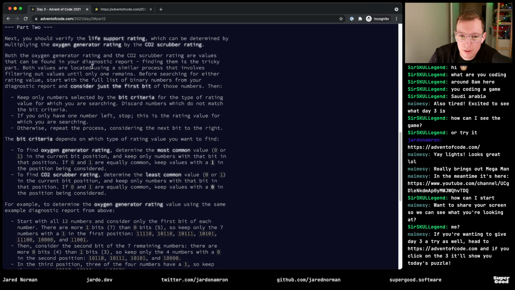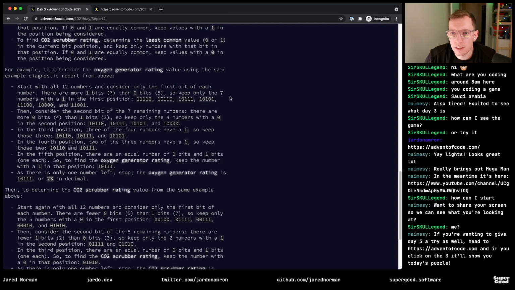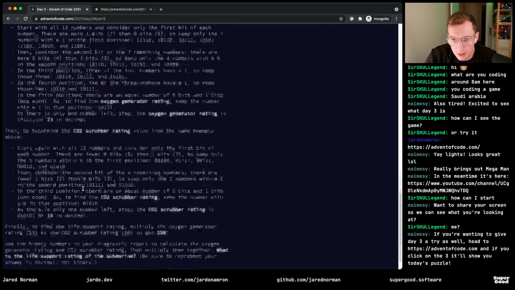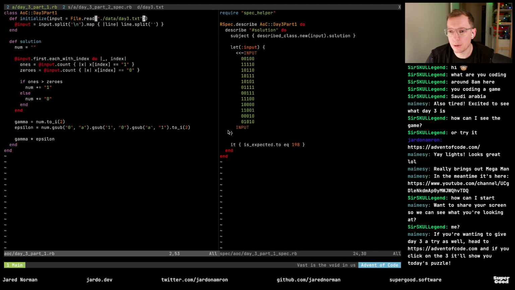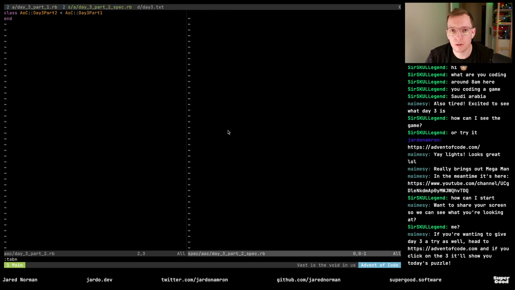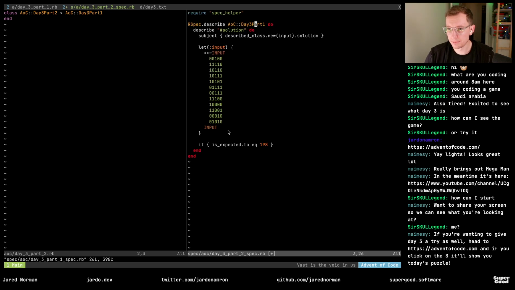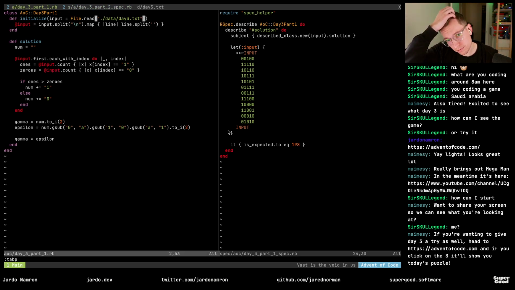For example, using the same values as above, we do the thing, and we get 230. Okay, that's what I want. I think I understood that, but first we're going to just get this set up. And this time we're going to be expecting 230, but we're not gonna worry about that for now. I want to refactor this because we can do better.